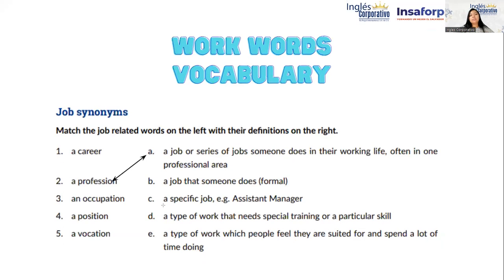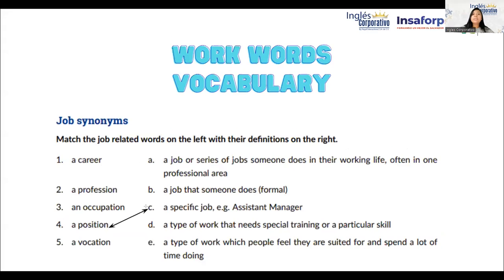What is a position, guys? What is a position at work? Letter C. Okay. So a position is a specific job. For example, assistant manager. That is a position, right? So now, what is a vocation? This is the letter E, a type of work which people feel they are suited for and spend a lot of time doing. Very good. A vocation, right? So what is your vocation, guys?